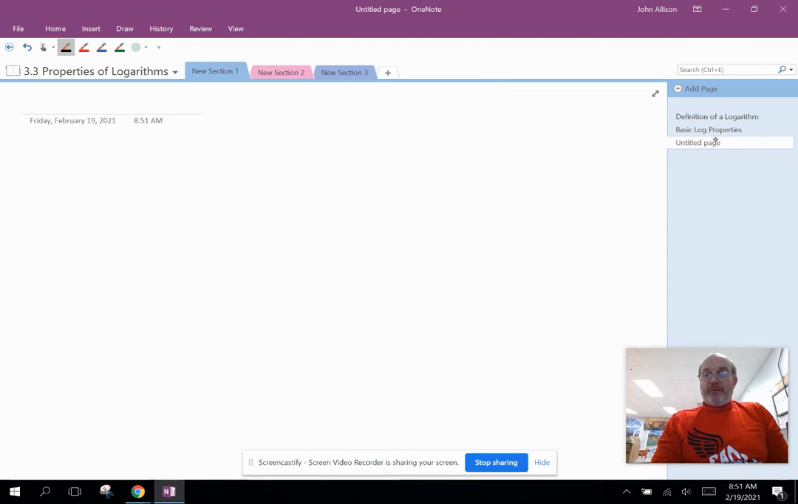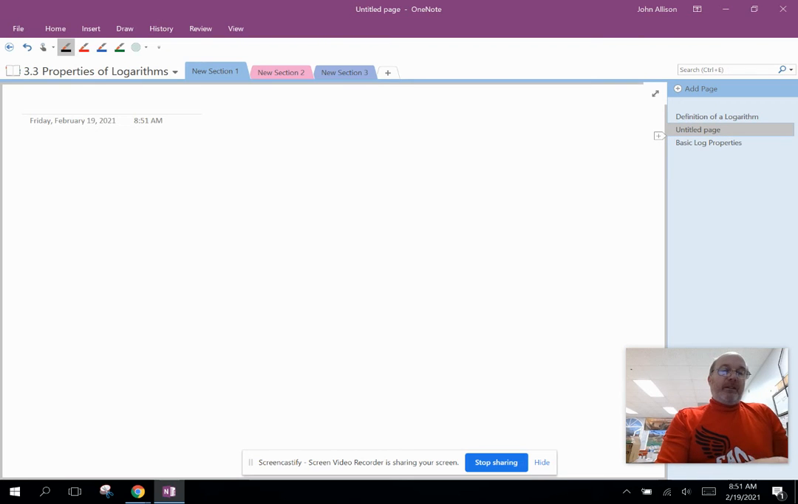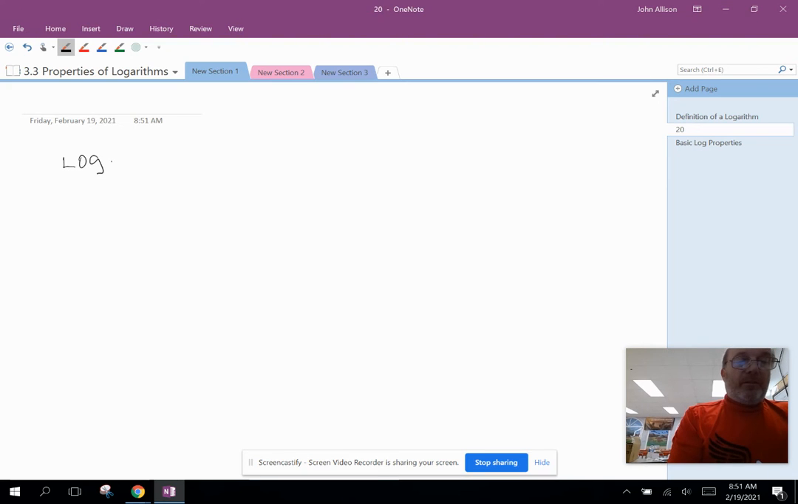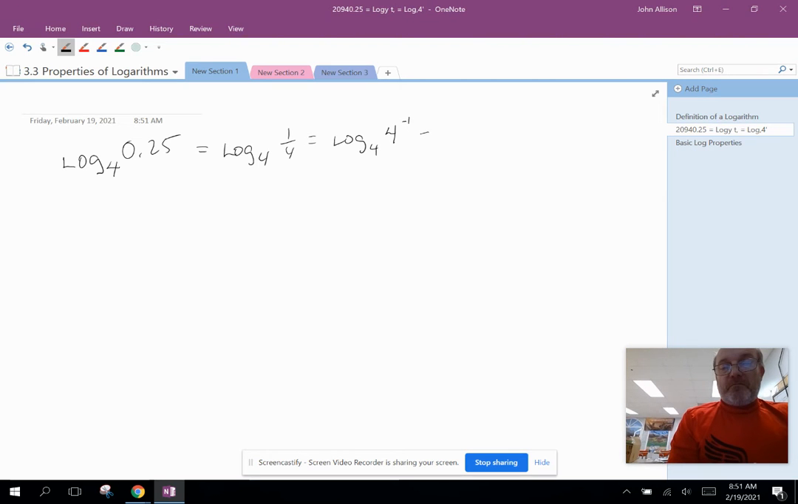We can look at a few more complicated examples. Let's say we have log base 4 of 0.25. Well, that's the same as log base 4 of 1/4, which is the same as log base 4 of 4 to the negative 1. That means, what power of 4 gives me 4 to the negative 1? That's just the negative 1 power. So log base 4 of 0.25 is negative 1.